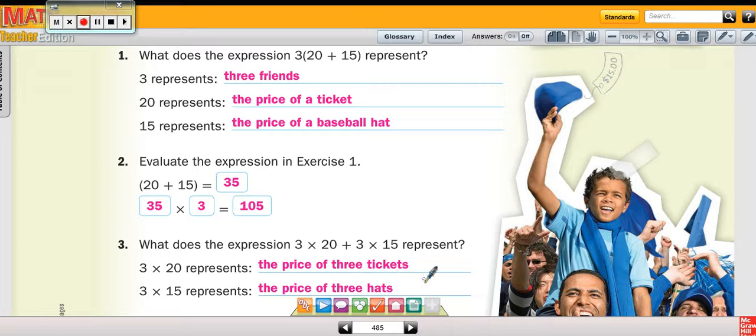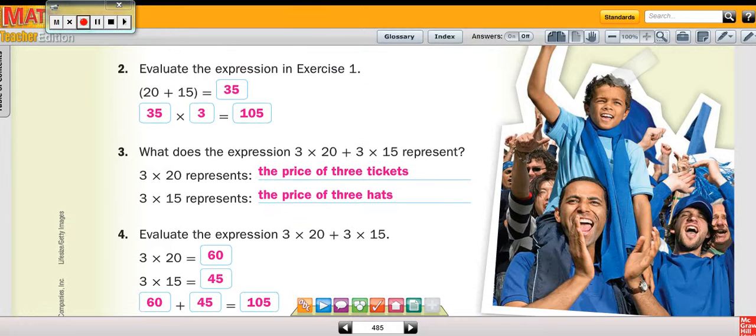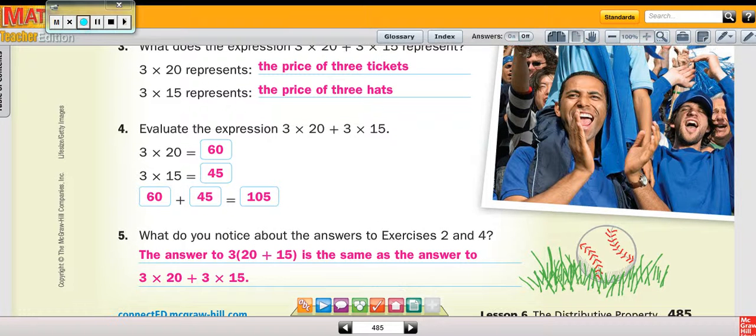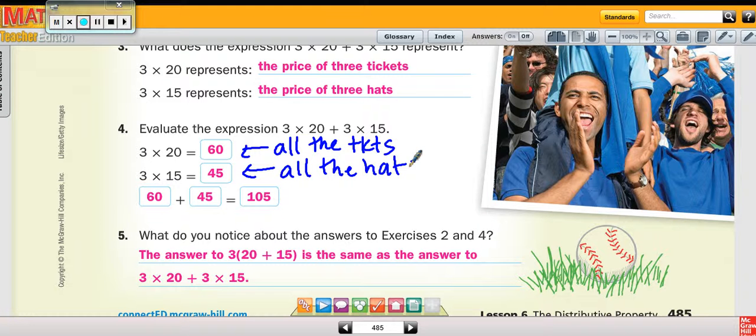Okay, then down below, 3 times 20 represents the cost of 3 tickets. 3 times 15, the cost of 3 hats. If we did it differently and did 3 times 20, this would be the cost for all of what? The people, all tickets. All the tickets. This would be the cost for all the hats. Okay, so this is a little bit different than that first one. And then we just add those together to still get this total cost. Is this cost still the same? Yeah, we still get $105.